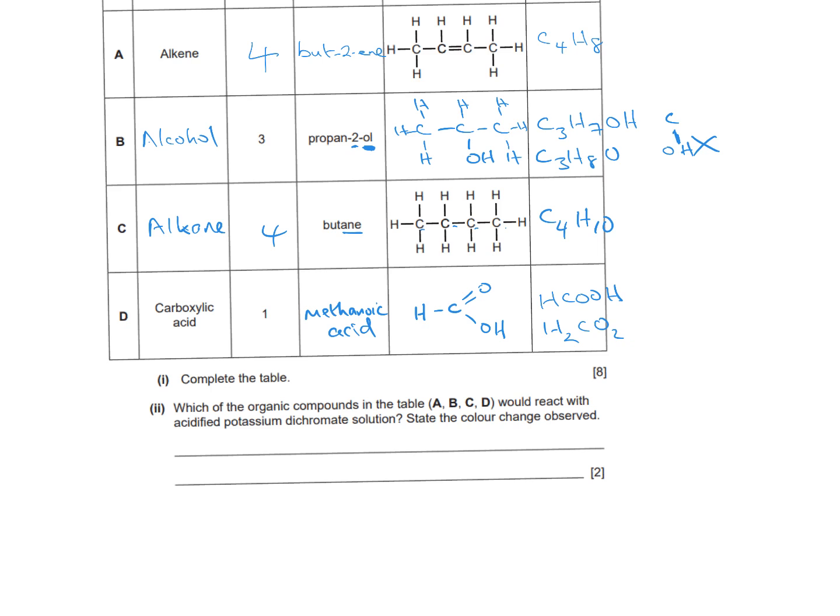On to part 2. So which of the compounds would react with acidified potassium dichromate? So this substance reacts with alcohols. It oxidizes alcohols to carboxylic acids. Well, the only alcohol here is B. So it's going to be propan-2-ol. And the colour change is orange, which is what the potassium dichromate is, and it goes green.